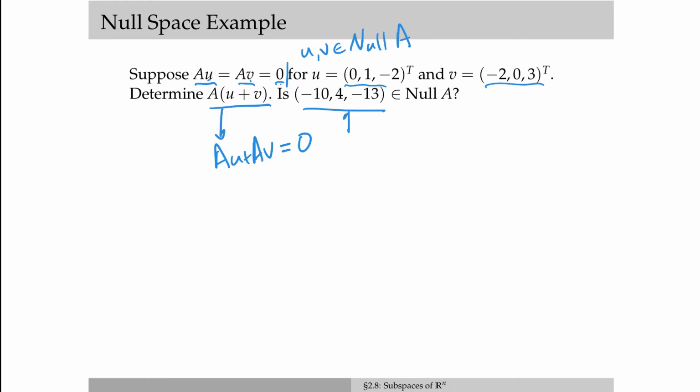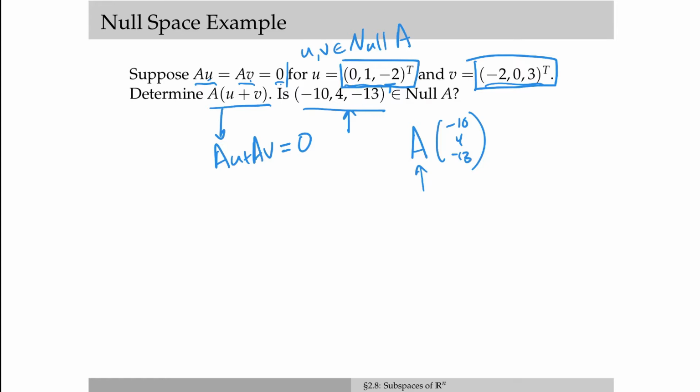Next up, is this particular vector in the null space? And I should really be saying its transpose here. Well, the easiest way to test that is to perform A times negative 10, 4, negative 13, right? But the problem is, we do not know A. Well, it turns out we actually don't need to know it, because what we have here are 2 vectors.